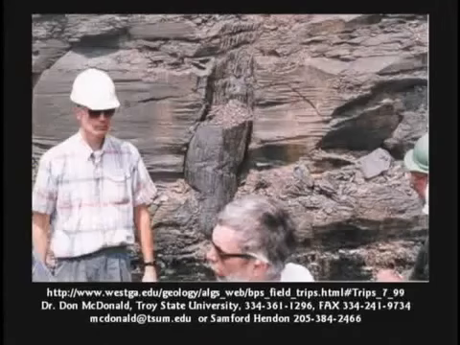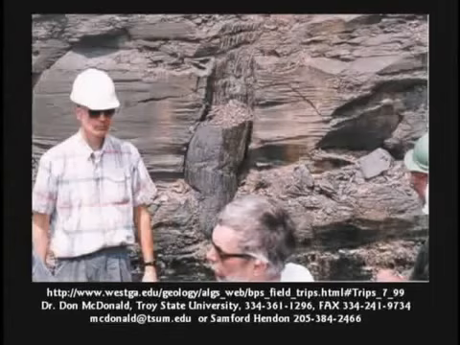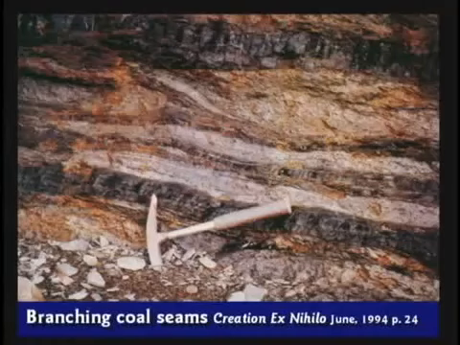Here's Dr. Don McDonald, a friend of mine from Troy State University, and here's his phone number. That's him standing there to the left, next to a petrified tree standing up, running out of a seam of coal, through, I think, 20 feet of rock, into another seam of coal up above. Tell me those layers formed millions of years apart. They form rapidly. Here, straight above this hammer, you can see a branching coal seam, a small one.